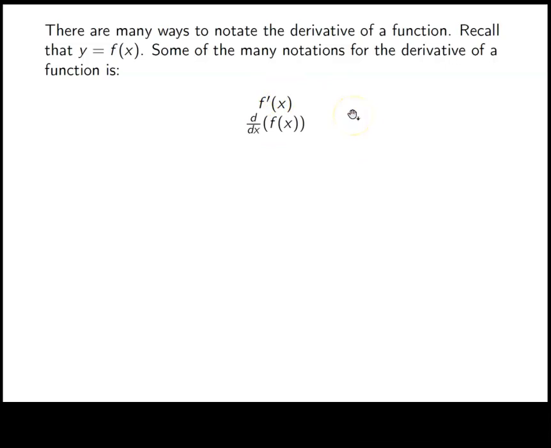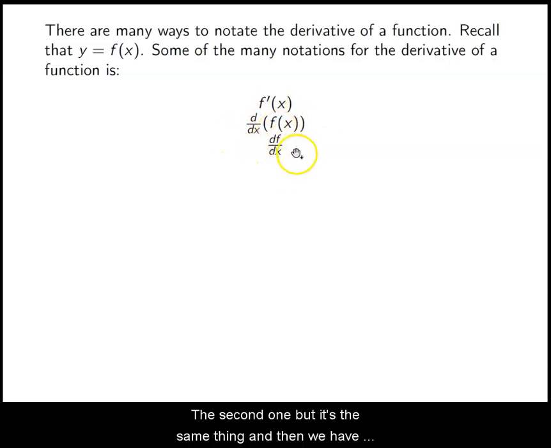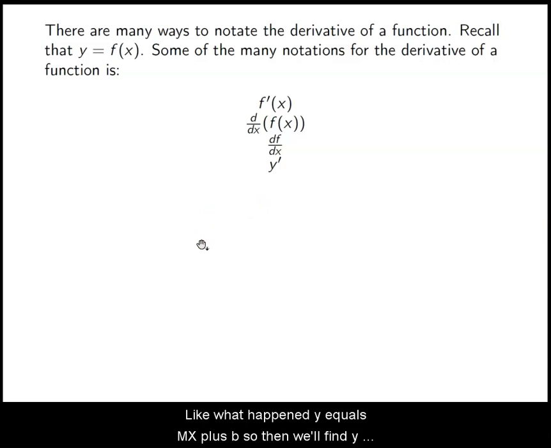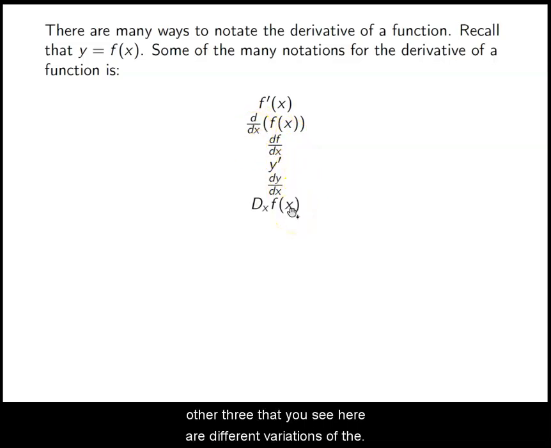This one is what we've been using so far. And this is the Leibniz notation. It's d over dx, and then in parentheses, you put your function. This is also the Leibniz notation, just a variation of the second one, but it's the same thing. And then we have y prime, because we know f of x equals y are the same thing. So a lot of times we'll have y equals mx plus b, and then we'll find y prime, for instance, because that's the name of our function. So f prime and y prime go together, and the other three that you see here are different variations of the Leibniz notation.